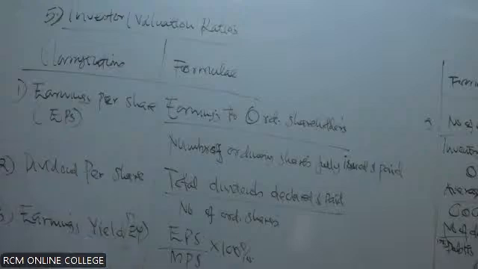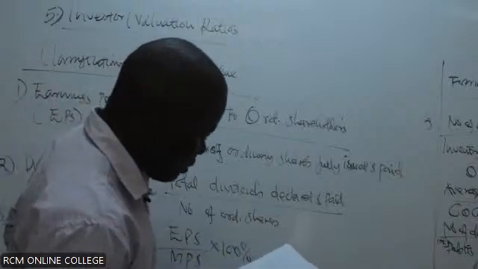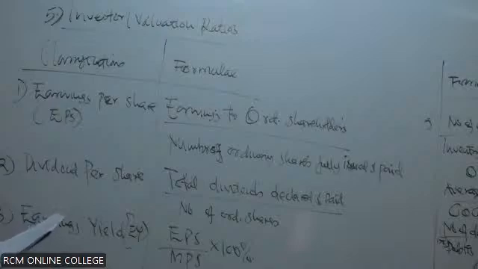It is a yield. So earnings yield is earnings per share divided by the market price per share. Then, apart from earnings yield, you can also have what we call dividend yield.